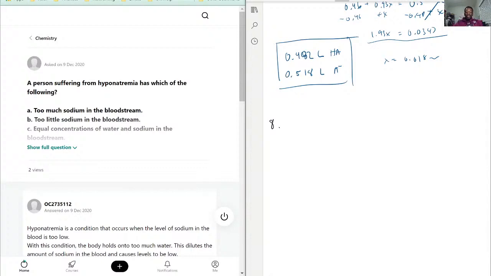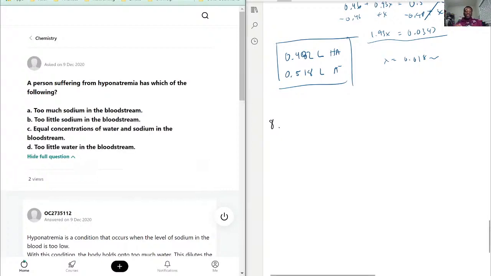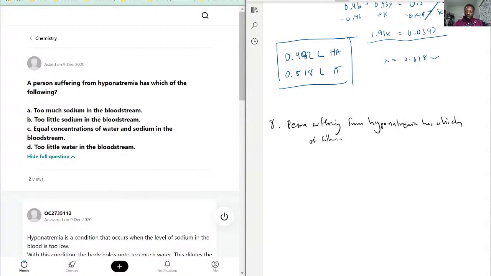So question 8 here, it asks, a person suffering from hyponatremia has which of the following? For this one, I'm not going to list out the answer as you can see there, but this will be more of a conceptual question.